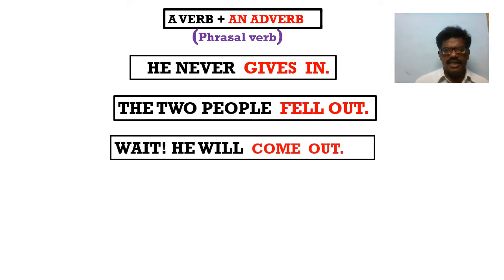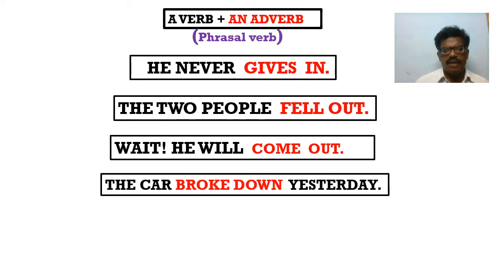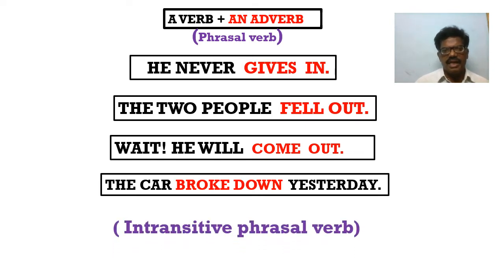Wait, he will come out. Here the phrasal verb come out is formed with verb come plus an adverb out. Next, the car broke down yesterday. Here the phrasal verb broke down is formed with the verb broke plus adverb down. Here you might have seen one thing, that is, after this phrasal verb there is no object. So this form of phrasal verb is called intransitive phrasal verb.